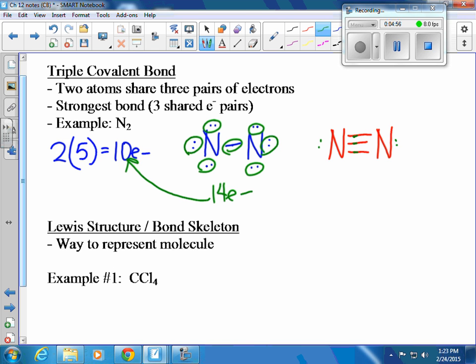And I have a total of 10 electrons. And so this is how we're going to start drawing these bond skeletons as a way to represent these, and this is homework 4. So we'll do a couple more examples here.